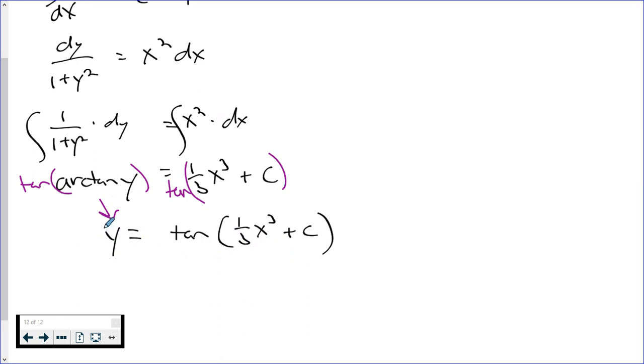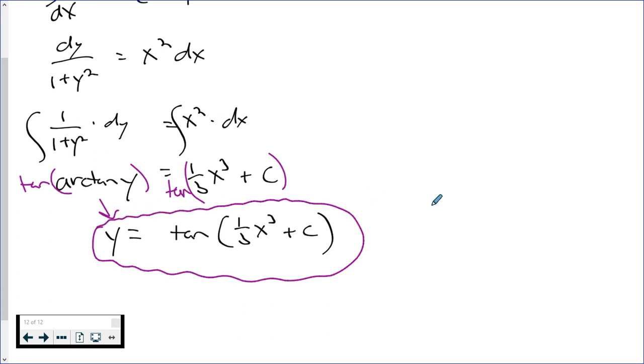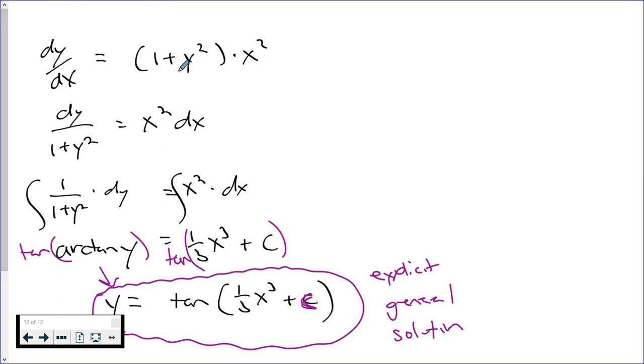So this is it. So what is this guy? This is your, you guessed it, explicit. You know why it's called explicit? Because you solved for y. General, do you know why it's called general? Because there's a constant in it. Solution. So in other words, this is a family of functions differing by a constant such that it would satisfy this differential equation if you checked.